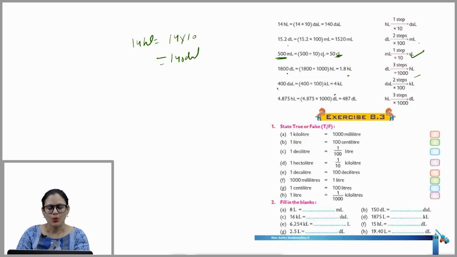Okay, students. Now let's do exercise 18.3. You have to tell whether the statement is true or false. 1 kiloliter is equals to 1000 milliliter. Is it true or false? False. 1 liter is equals to 100 centiliter. True.